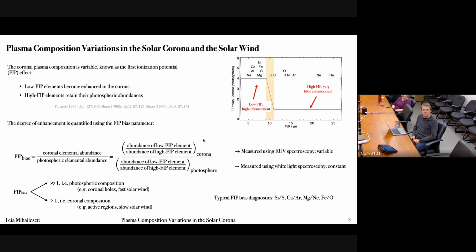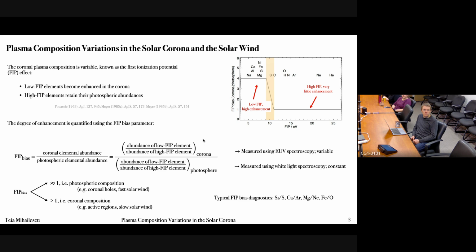So in terms of language, if we have a FIP bias equal to 1, we typically call that photospheric composition, because it means that particular part of the corona that we're looking at has the same elemental abundance as the photosphere below. If we have a FIP bias higher than 1, then we call that coronal composition. Typically, we want it to be significantly higher than 1, so something like 2, 3, 4 or higher, because it essentially shows us there's some variation in that part of the corona.